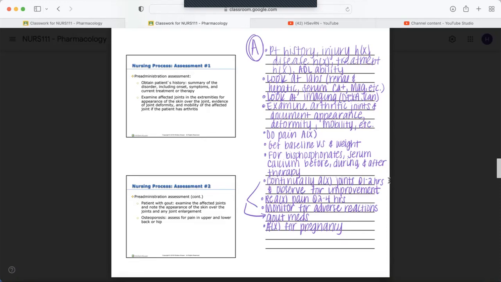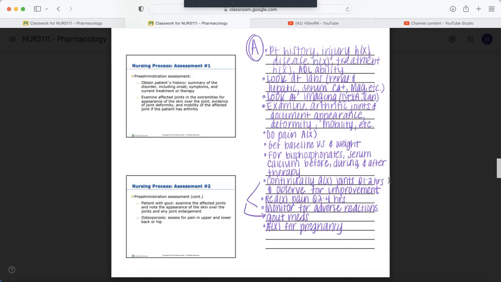It's going to be especially important for gout patients because you need to be looking at those joints every 1 to 2 hours after administration of medication to see if it's improving. We should have pretty rapid improvement after giving a uric acid inhibitor to a client with gout. And then you need to be reassessing people with gout's pain every 2 to 4 hours and watching for those adverse effects to occur. You need to be doing a pain assessment on all clients with musculoskeletal injury or disease disorder. We also want to get baseline vitals, baseline weight.